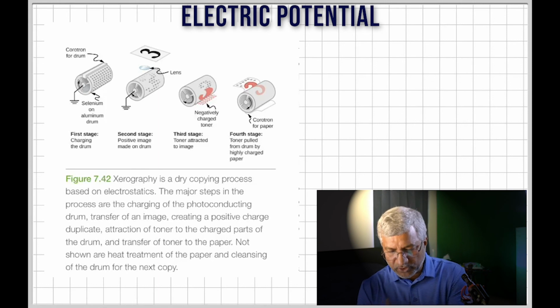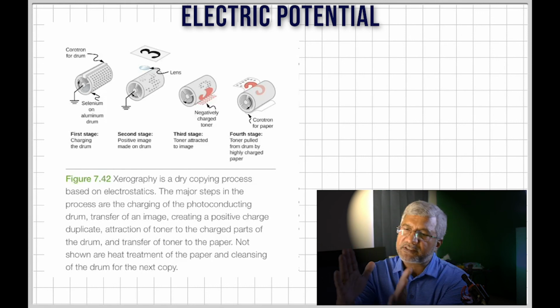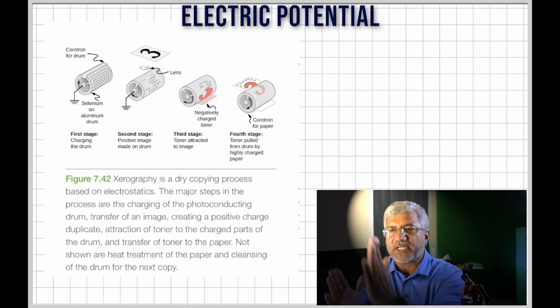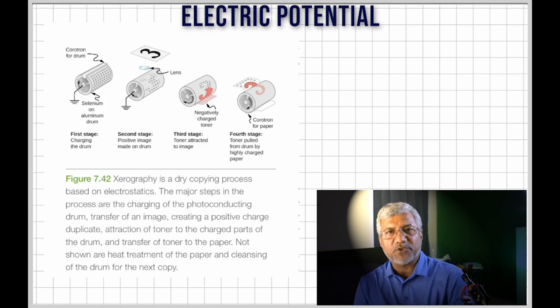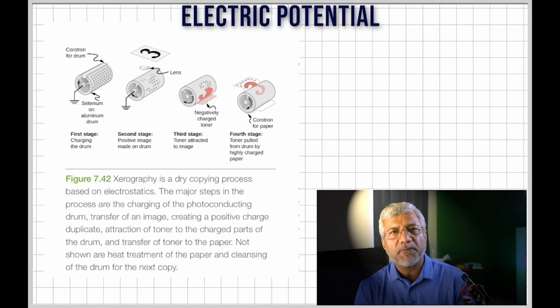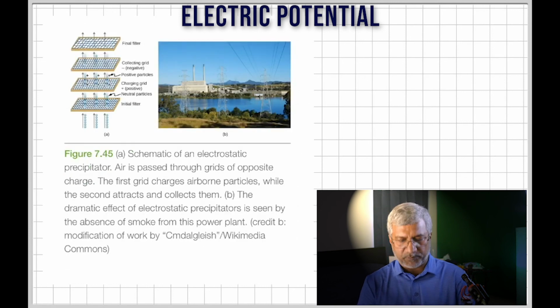And then again, you need to have paper. So paper, and when the paper runs over that toner, the toner gets attracted to the paper because the paper is charged, and the toner gets deposited, and that's how you get the photocopies. I know I've just summarized it. You need to read on how this works. So that's the photocopier.